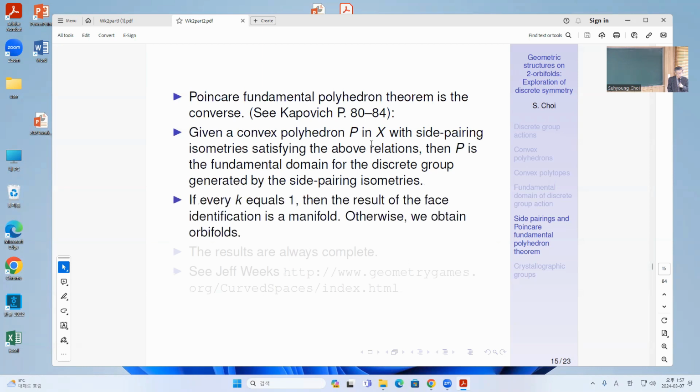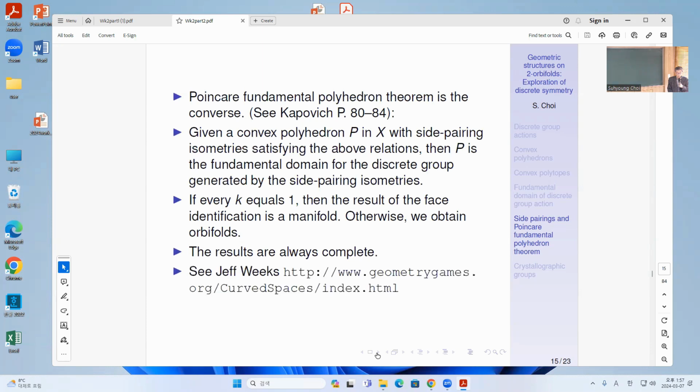Okay, of course, if you have a discrete group, then you can find the generators and the relations by this theorem also. So if every k is 1, then the result is a manifold. Otherwise, we obtain orbifolds. Okay, and of course, the results are always complete if you do this kind of thing. And of course, I recommend looking at these kinds of spaces. They give you lots of examples of these kinds of manifolds and gluings.